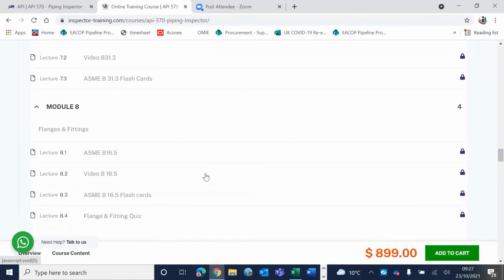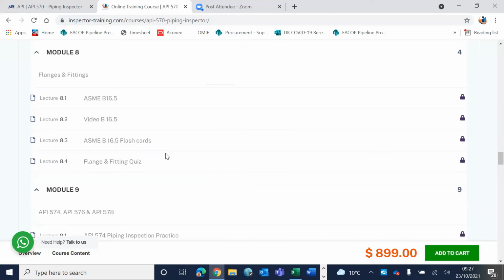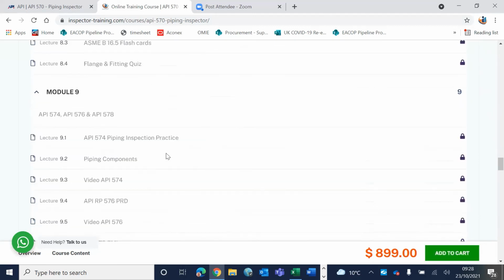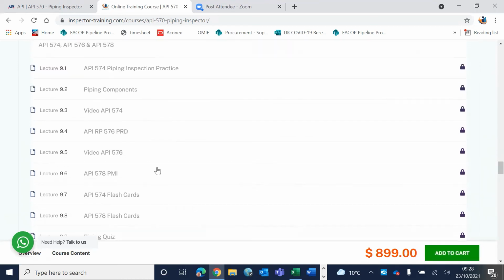And then B31.3, because that's a basic code for construction, testing and design of process piping, with the flashcards and video and flanges, 16.5. And then all these three, there are not many questions coming, so we put all this in one module, 574, 576, 578. Obviously, 574 should be read in conjunction with 510, as I told you. Piping inspection practice, and then pressure relieving devices and PMI.